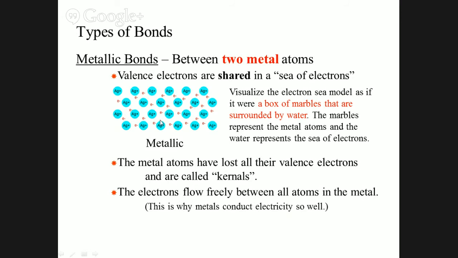And so electricity is simply a flow of electrons in one particular direction, whereas if you did not, say, have it connected to a current, the electrons are kind of randomly moving all over the place. So 2 important ideas: metallic bonds are always between 2 metals, and their valence electrons are shared in a sea of electrons.